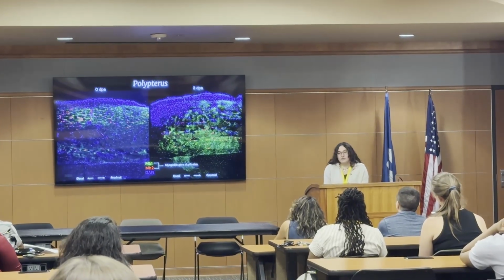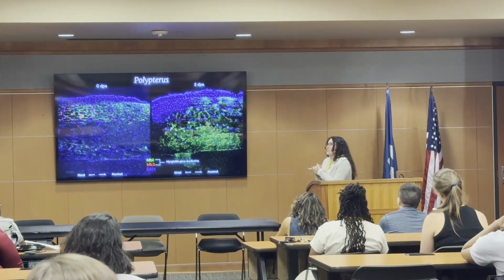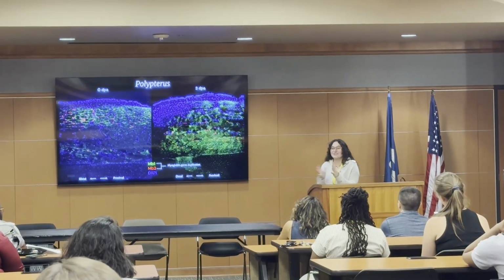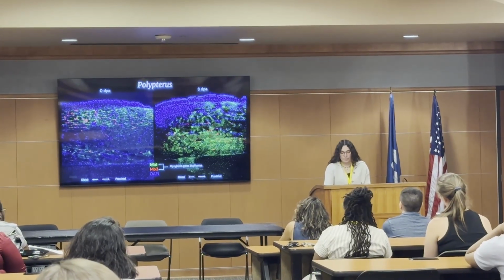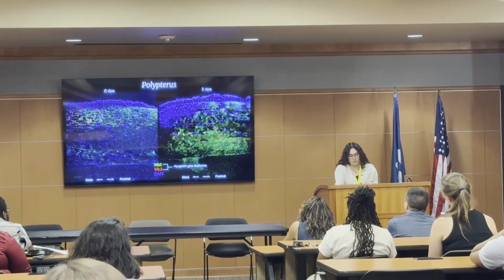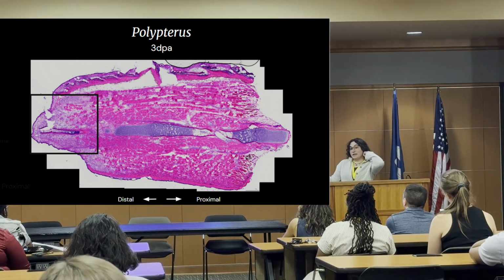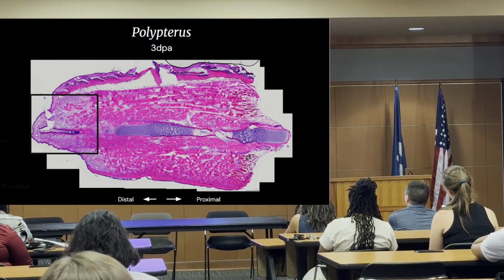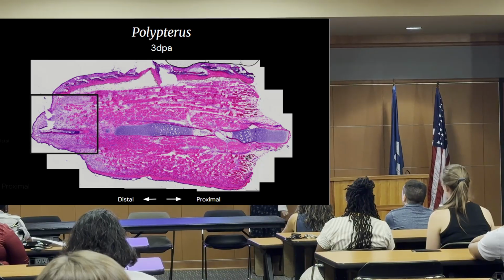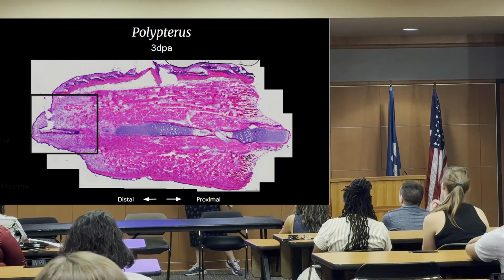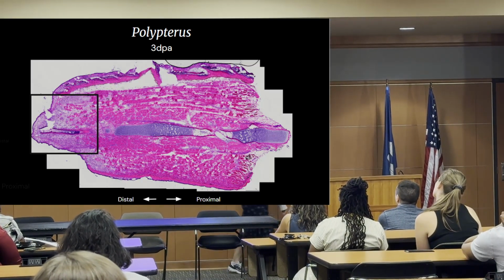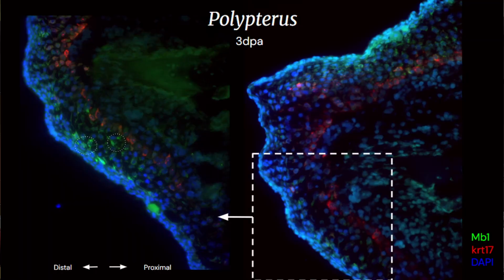So here, myoglobin is behaving mostly how we would have expected. It's in the muscle, not really a surprise there, but we do have some instances of it behaving non-traditionally, and that's what I'm going to get into now. This is going to be 3 days post-amputation Polypterus fin, specifically within the regenerating skin. That's what you're about to see.